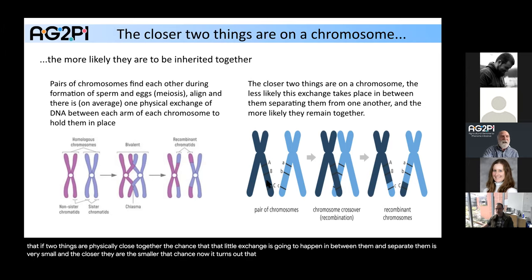Now, it turns out that it might happen between two things that are physically a little more far apart. And what you'll see here is that B and C here are a little farther apart than A and B. And the exchange, the handshake that took place between these chromosomes took place in between B and C and split big B and big C up from one another. It's called a recombination event. But the closer two things are, the less that's going to happen. And if two things are physically, literally right next to each other, it can't happen at all. So the closer you get, the less likely you are to be separated from something that you're linked to. That turns out to matter.